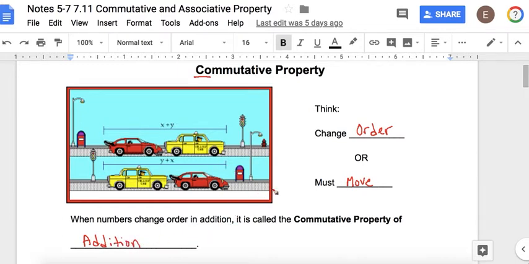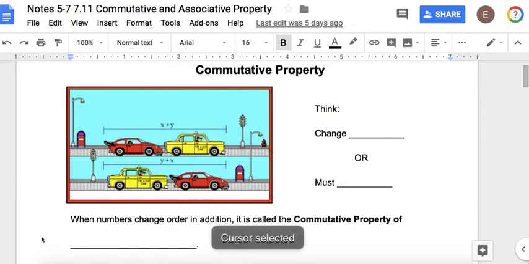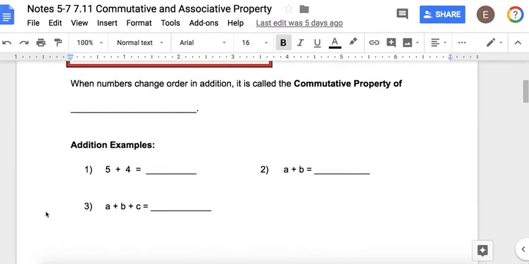So you can think of it this way. You can travel from point X to point Y, or from point Y to point X, and you're still going to cover the same distance. So let's look at some examples. So they need to change order.